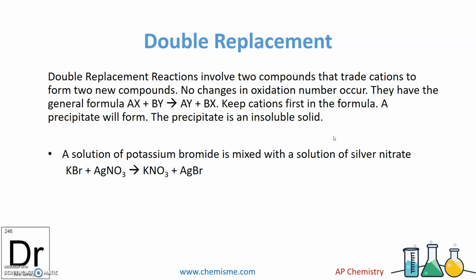So a solution of potassium bromide is mixed with silver nitrate. And what you're noticing is the K stays in the front, but it gets nitrate instead. The Ag stays in front, but it gets the bromine instead. So they switch their ending anion.